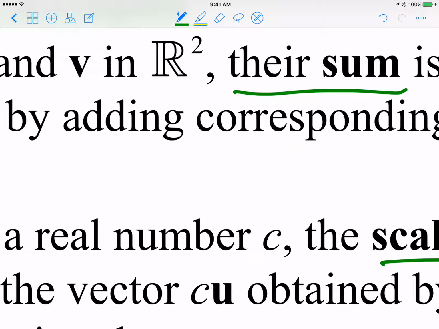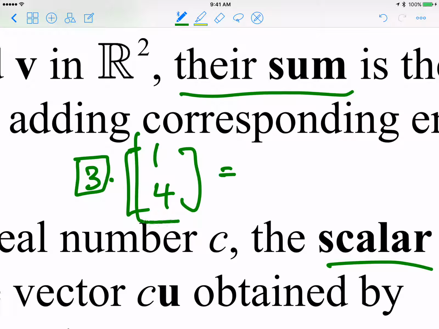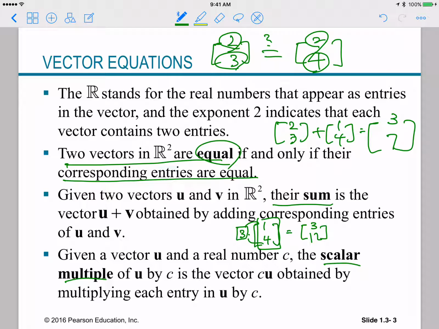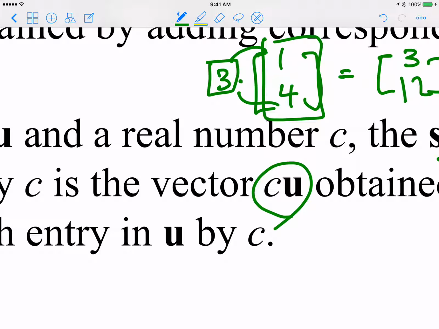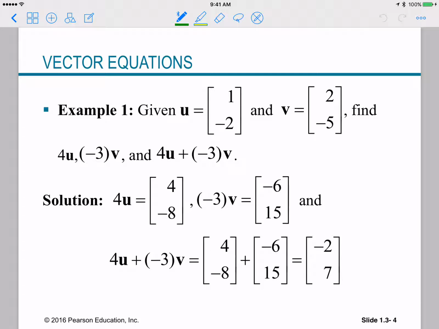Then we handle scalar multiples of vectors. 3 times (1, 4): this is a scalar and this is a vector. What is the result? (3, 12), right? We do this multiplication on each element of the vector. This can be written as c times u, where c is a scalar in lowercase, but u in boldface is a vector, just like (1, 4). Then we can compute this, of course.